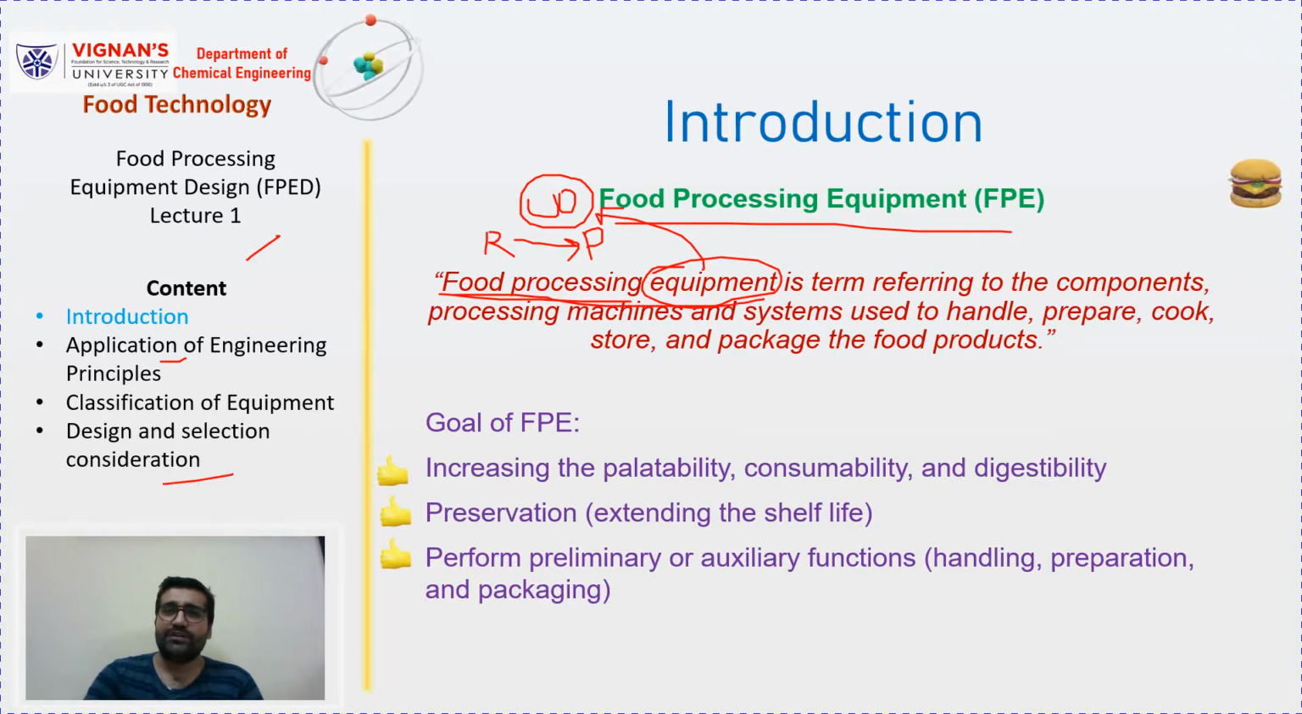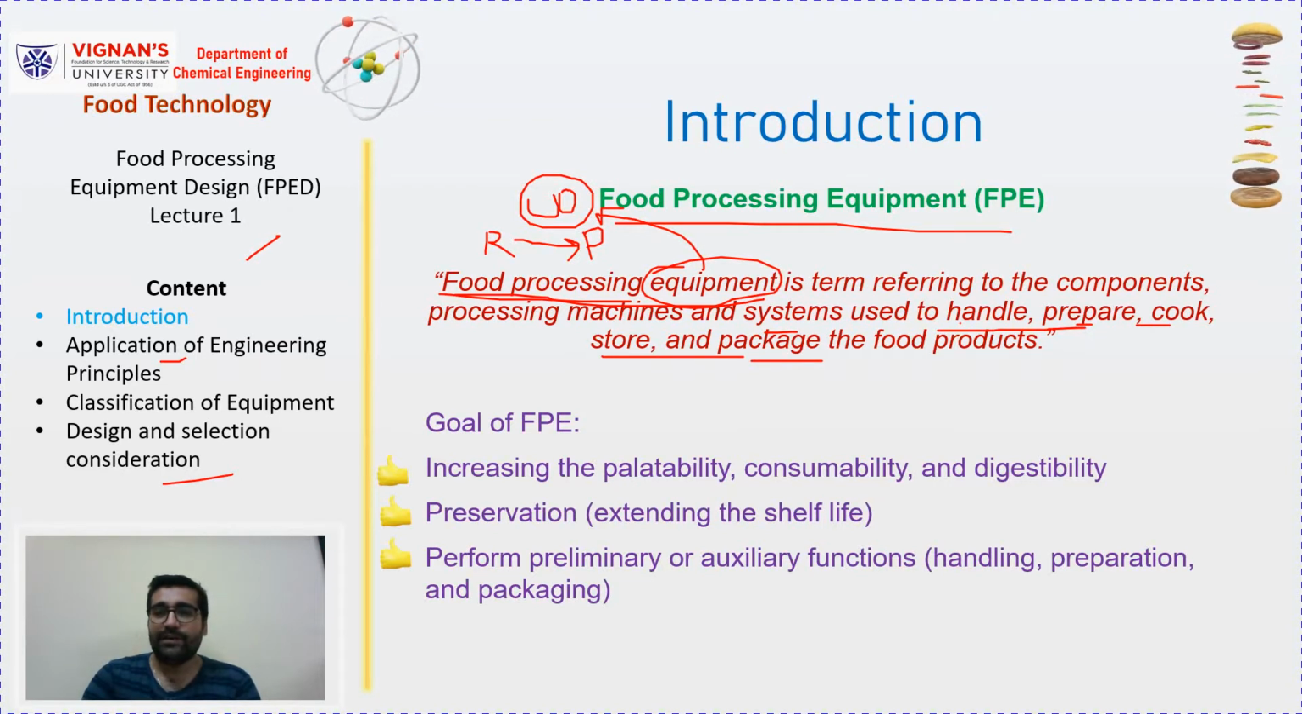If we go by the bookish definition, then food processing equipment is a term referring to the components, machine or system used to handle, prepare, cook, store or package food products. So these handle, prepare, cook are the various unit operations we perform during this transformation from raw product to final product. And the goal for food processing equipments is that they should perform certain unit operations.